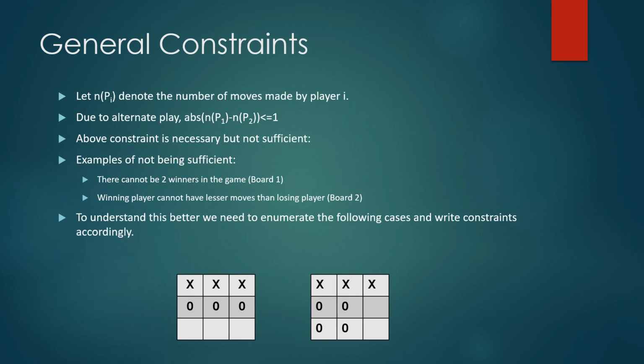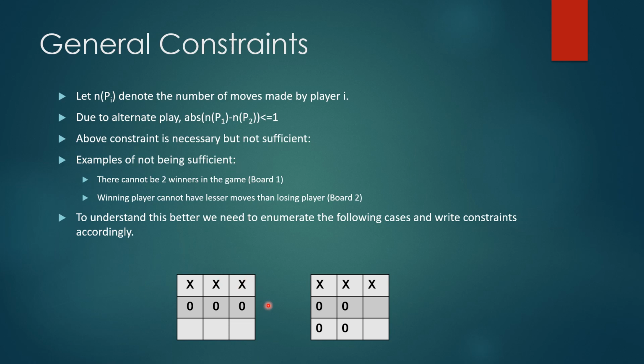Let's now discuss a constraint which will be true no matter what the outcome of the game is. That constraint emerges from alternate play. The absolute value of the difference of the moves made by player 1 and player 2 must be less than or equal to 1. We will see here that while this is a necessary condition, it is not sufficient.